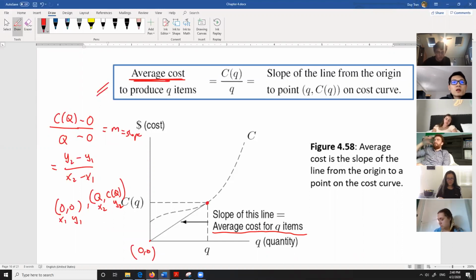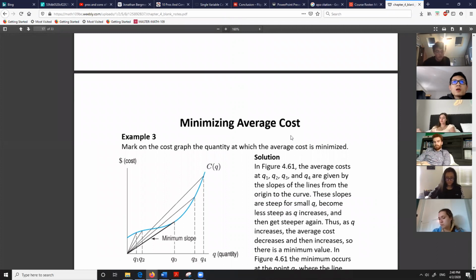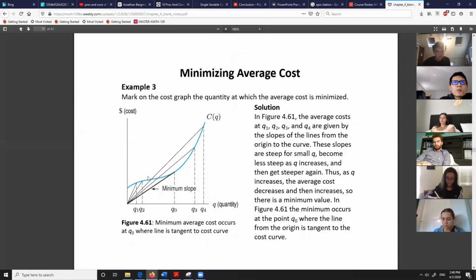Now, after we know that, we can move on to how to minimize the average cost. Given a cost function, how do I find the number of items I should sell to get the smallest value of the average cost? Because you don't want the average cost to be a big value. The smaller the average cost, the better for you. If you are the producer, you want the average cost as low as possible so that your cost is not a lot and you can gain profits.